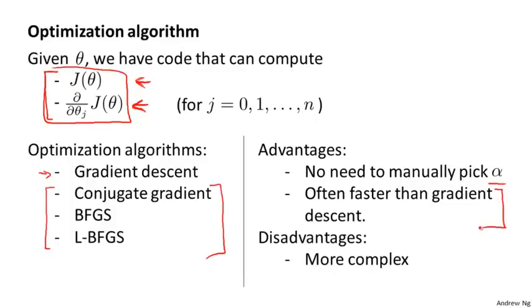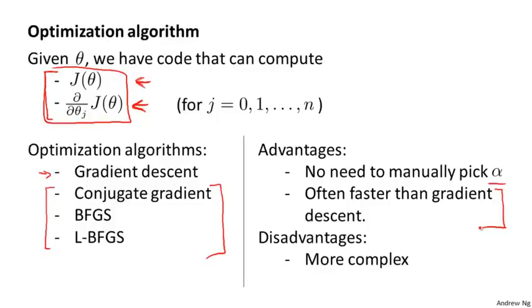But a detailed discussion of exactly what they do is beyond the scope of this course. In fact, I used these algorithms for a long time, maybe over a decade, quite frequently. It was only a few years ago that I actually figured out for myself the details of what conjugate gradient, BFGS, and L-BFGS do. So it is actually entirely possible to use these algorithms successfully and apply them to lots of different learning problems without actually understanding the inner loop of what these algorithms do.